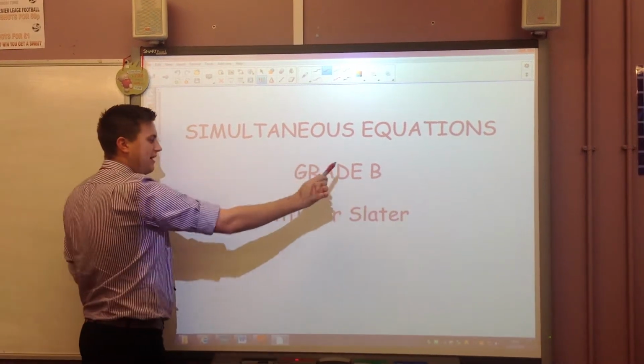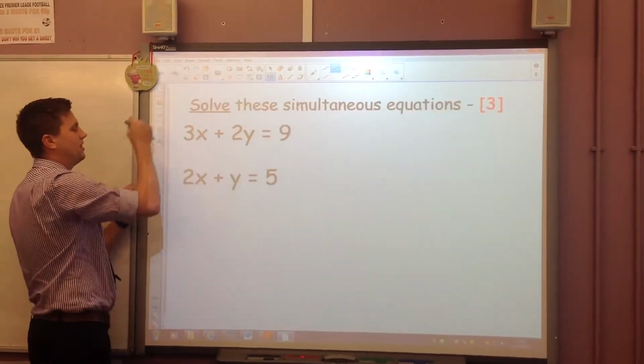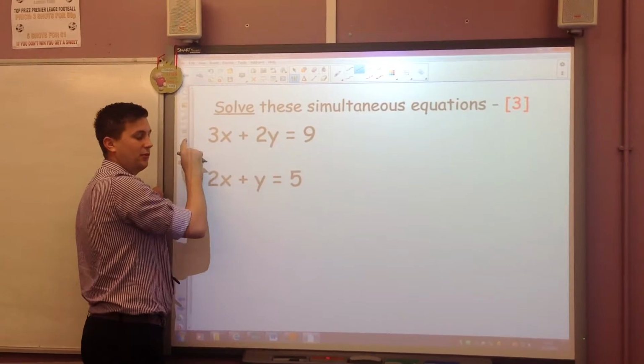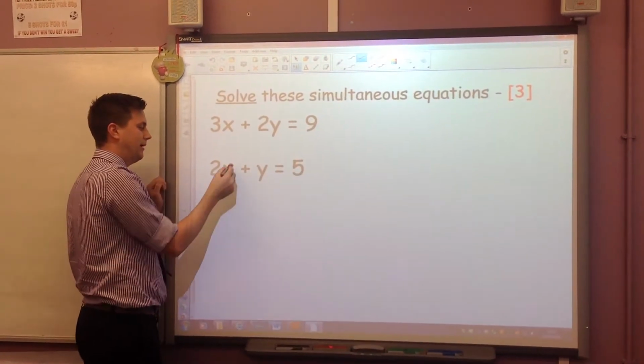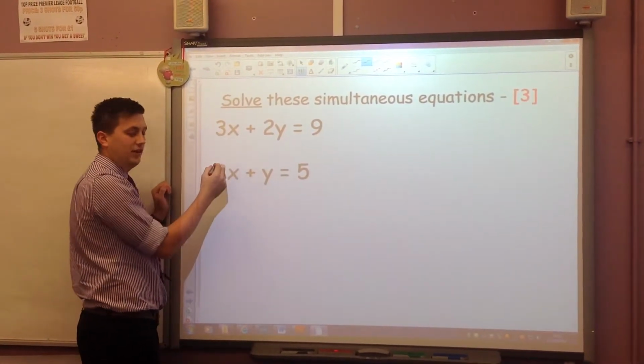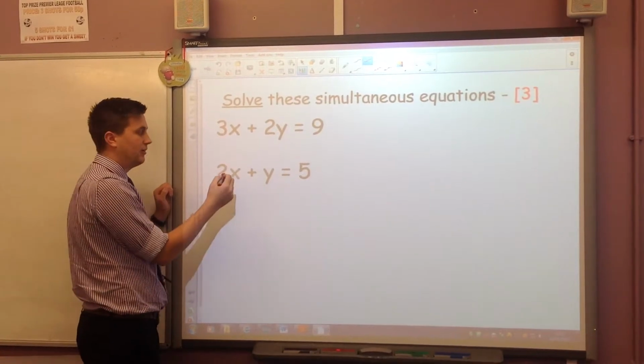So, simultaneous equations at grade B. We've got an exam question here which is worth 3 marks. The first thing to see is that we've got two simultaneous equations, the problem being the two variables here are not the same. We need to make them the same in order to be able to solve them.